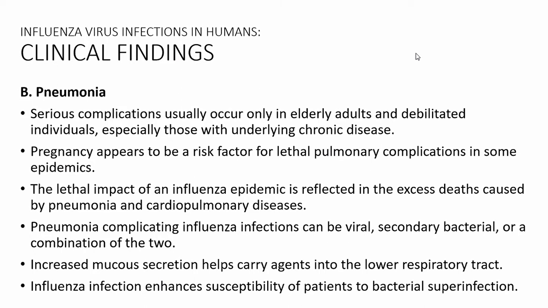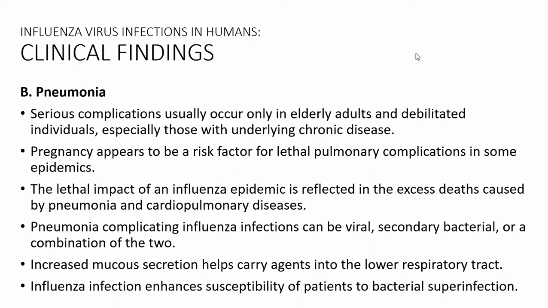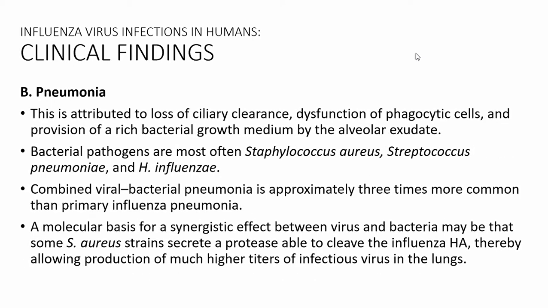Increased mucus secretion helps carry agents into the lower respiratory tract. Influenza infection enhances susceptibility of patients to bacterial superinfection. So, the enhanced susceptibility of the patient to bacterial superinfection is attributed to the loss of ciliary clearance, the dysfunction of phagocytic cells, and provision of a rich bacterial growth medium by the exudates in the alveoli. Bacterial pathogens are most often Staphylococcus aureus, Streptococcus pneumoniae, and H. influenzae.